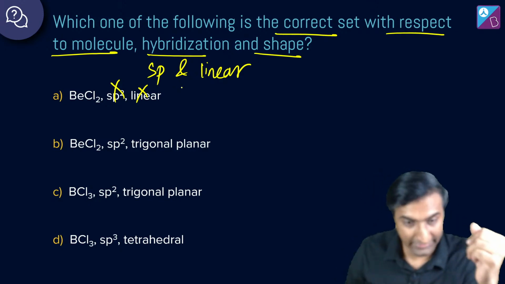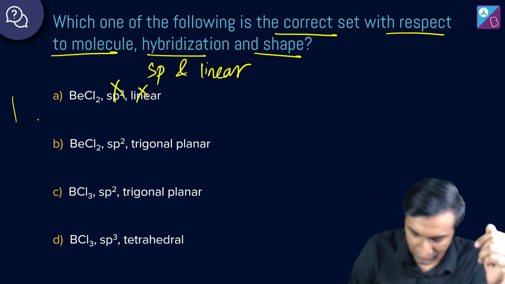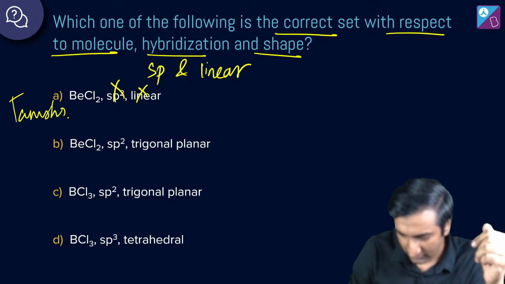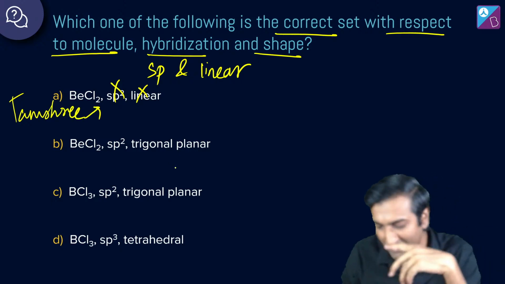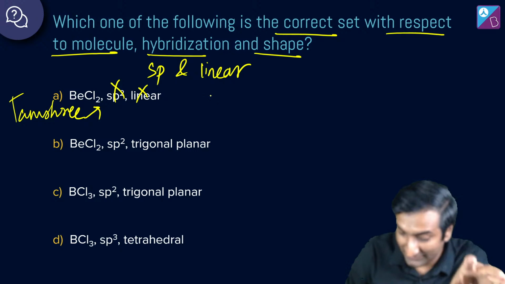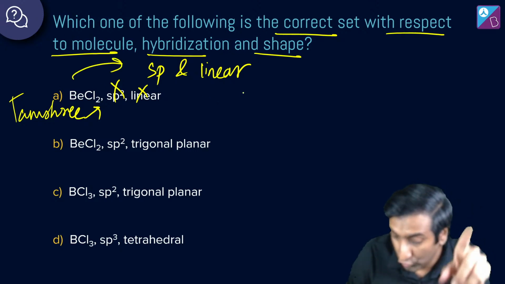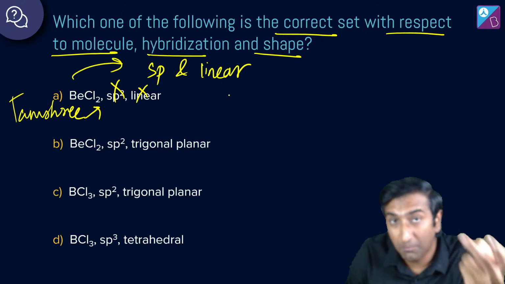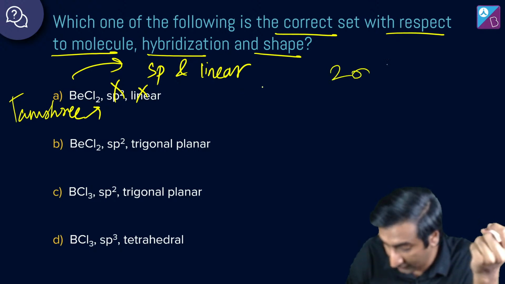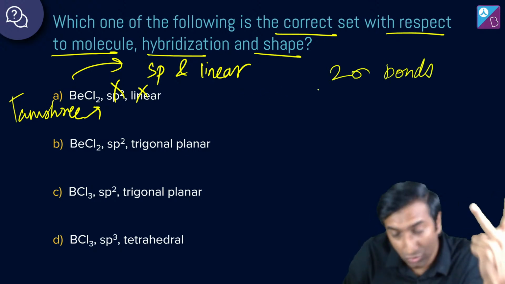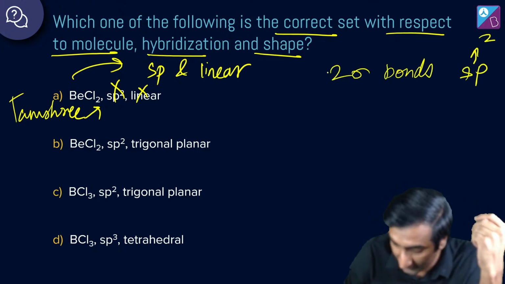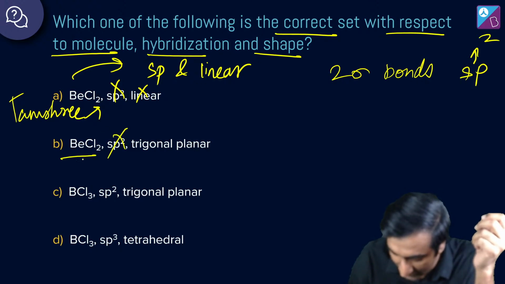So let's look at the next one. A, Tanushri. Hey Tanushri, long time, huh? Tanushri is saying A, but Tanushri, I just told you that A is not it. BeCl2 is sp. Why? Because it has just 2 bonds, 2 sigma bonds. If it's forming 2 bonds, it has 2 orbitals. sp means 2 orbitals. Okay. BeCl2 sp, again wrong.